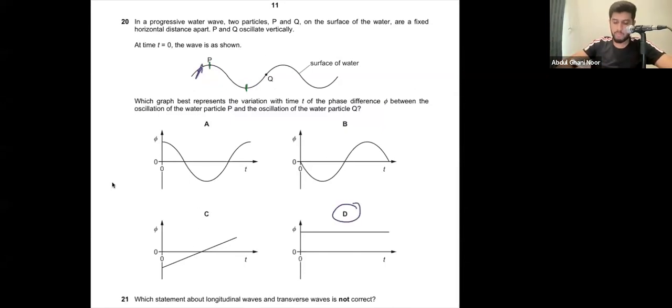If you talk about P and Q exactly, for P and Q, this is 0, this is 180, this is 270, approximately 270. Between P and Q, the phase difference is 270 degrees. It will always be 270 degrees irrespective of how much time passes. The phase difference between 2 points is fixed. So the answer to 20 is D.